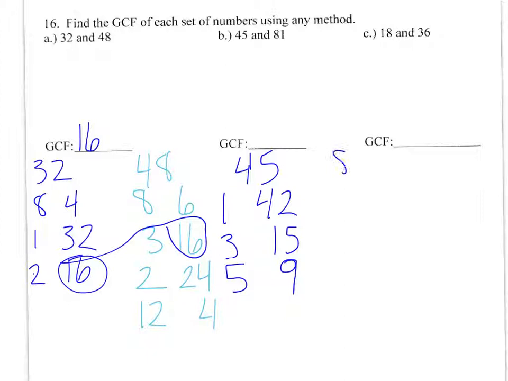If we look at 81, we have 1 and 81, 3 and 27. It's not divisible by 4 or 5. Don't think it's divisible by 6, but we know 9 times 9, and I bet that's our greatest common factor right there. 9.